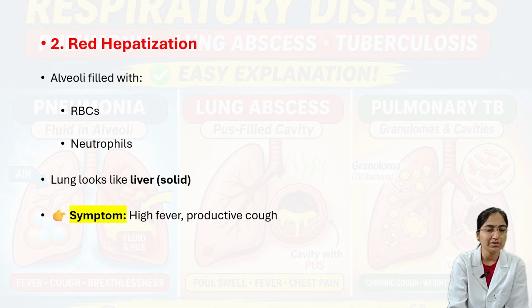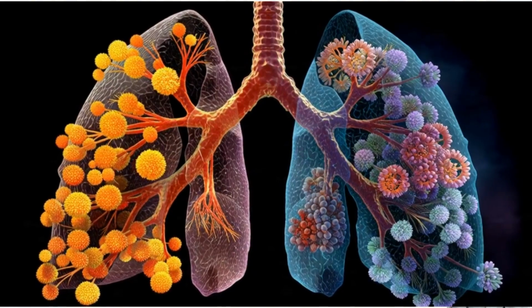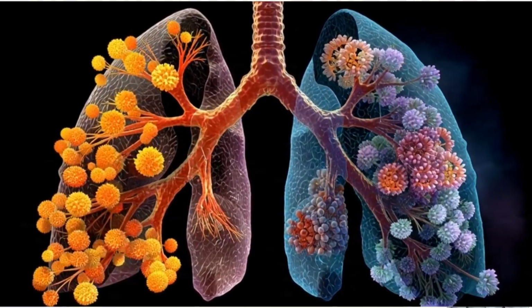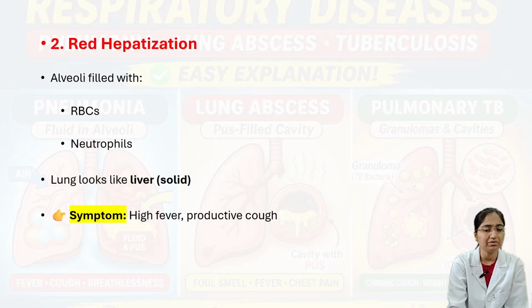And then the second is red hepatization. The second stage is red hepatization. Here the alveoli are filled with RBCs and even neutrophils. The lungs look like liver, that is, solid. The symptoms we can see in red hepatization are high fever and productive cough.